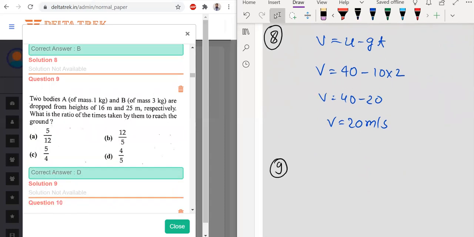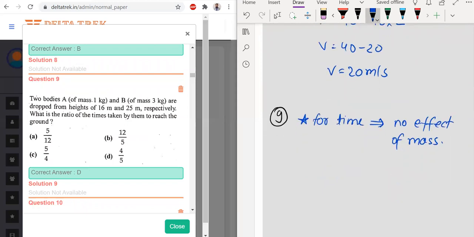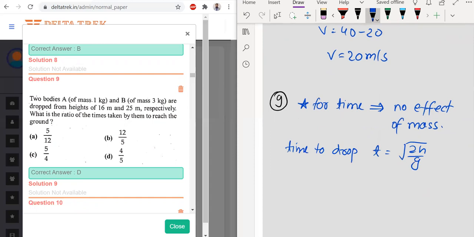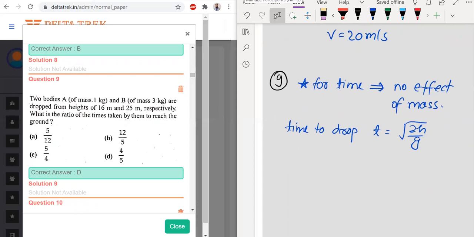Okay, now two different masses are thrown. So first thing you must remember, for time, no effect of mass. Okay, mass का कोई भी effect नहीं होगा. Now time to drop, what is the formula? Time to drop, ड्रॉप होने में कितना टाइम लगेगा? टी का फॉर्मूला होता है √2h/g.